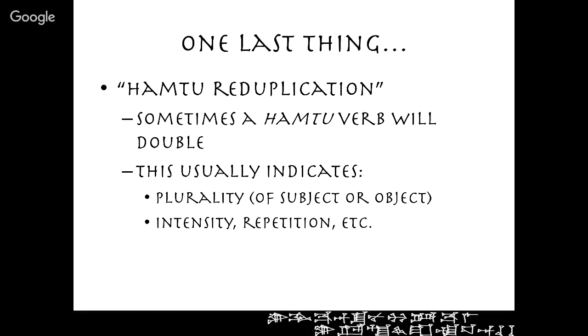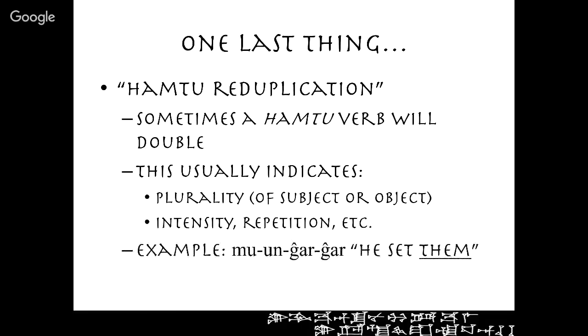But again, you don't have to be concerned with the nuances of the meaning here. I just want you to be aware that when you see reduplication, you should first think Marû, right? You should first think Marû, but be aware that it's possible that it could be Hamtu reduplication, because Hamtu verbs will also reduplicate. So an example of this here would be mu'un ĝar ĝar. He set them, the object, the plural object. Now, how do we know that this is not Marû reduplication?